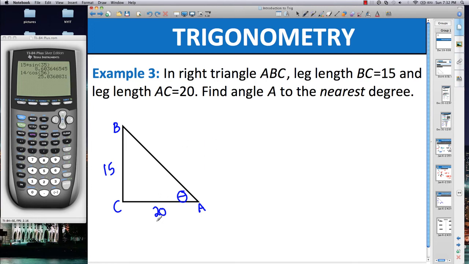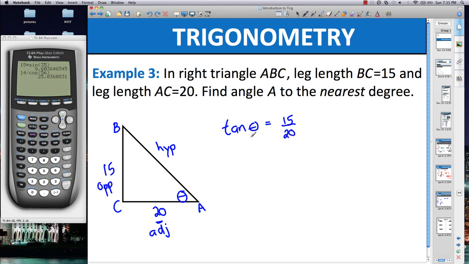Okay, so if we're labeling the sides, we have adjacent, opposite, and hypotenuse. We need to deal with opposite and adjacent, so that's going to be tangent. So the tan of theta equals opposite over adjacent.